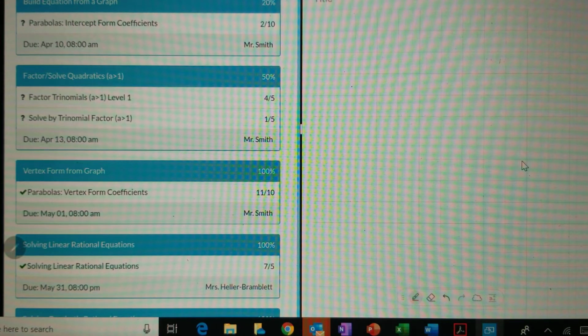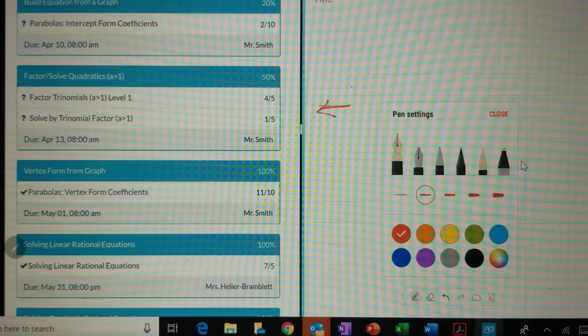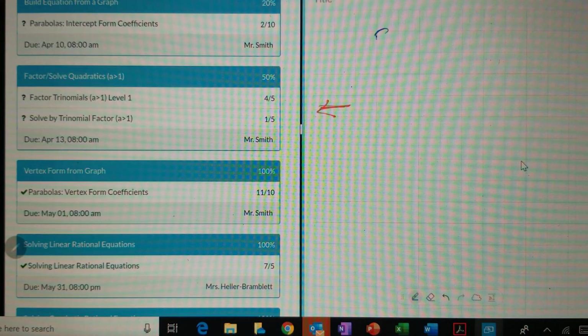Hi everyone, we're going to do this lesson right here, which is factor and solve quadratics that are in trinomial form. So notice that it also says a is greater than 1. What do we mean when we say a is greater than 1? Remember, our standard form of a quadratic is ax squared plus bx plus c. And we're talking about solving things when a is greater than 1. We're going to use technology, but we probably have an extra step for a lot of our answers. All right, let's get to it.